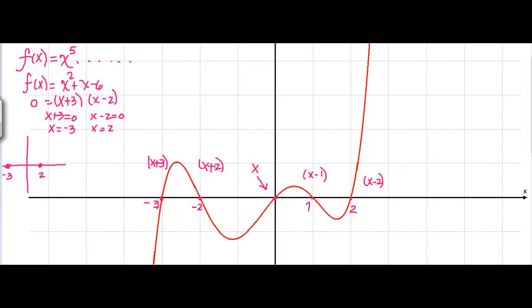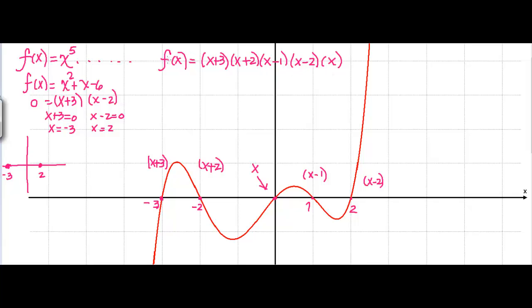So I have found 1, 2, 3, 4, 5 factors of this polynomial. So I can say that f of x for this graph is equal to x plus 3 times x plus 2 times x minus 1 times x minus 2 times x. So we've worked backwards. We went from the graph to finding the factors.